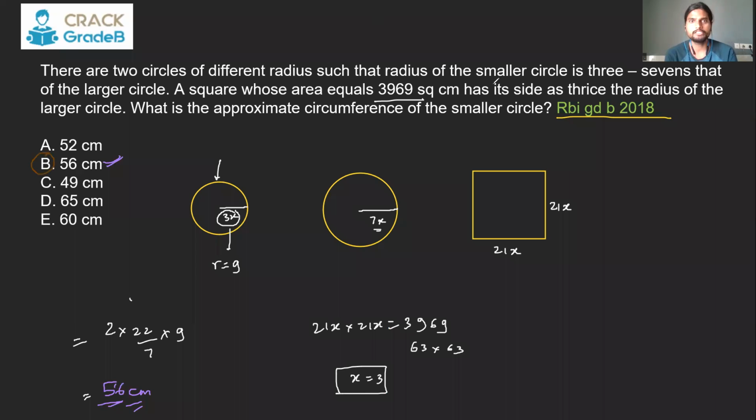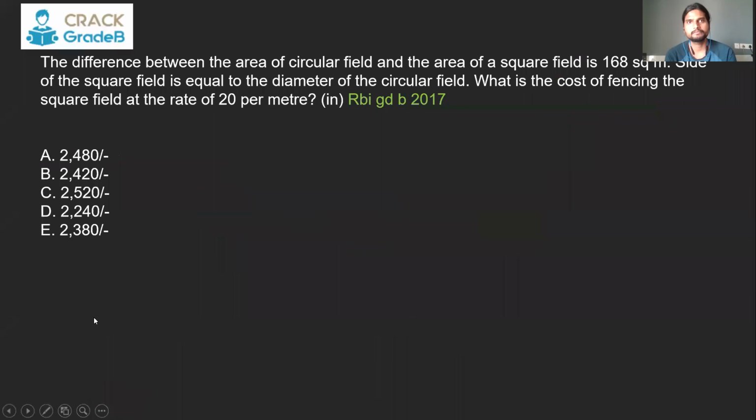Got this? Let's see one more such question. Difference between the area of circular field and area of square field is 168 square meter. Side of the square field is equal to diameter of the circular field. So there are two types of field, one circular and one square.